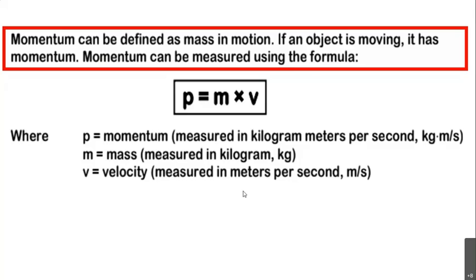Momentum is measured in kilogram meters per second. So that little dot, that just tells us that the two quantities are being multiplied. Okay?